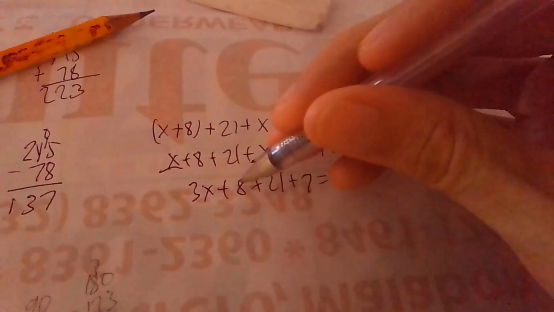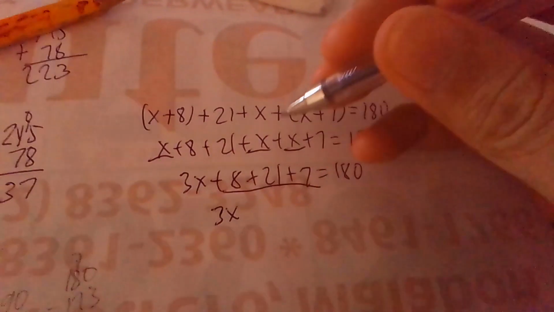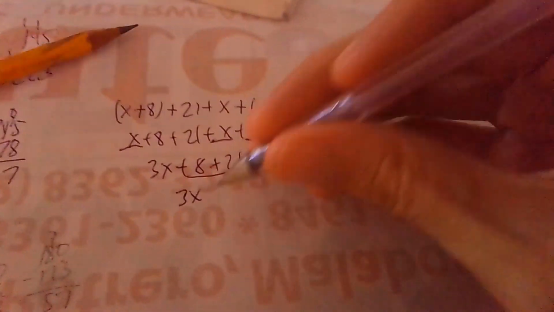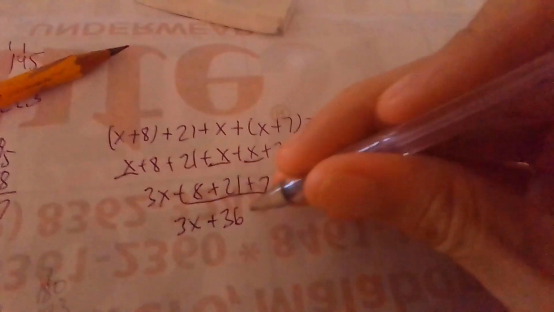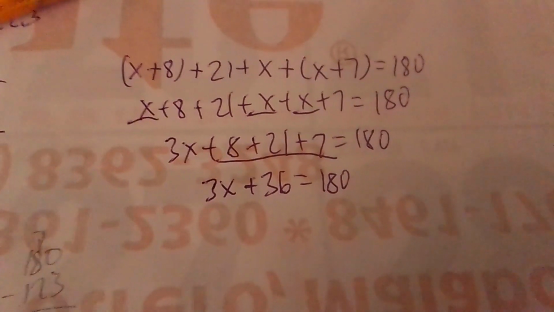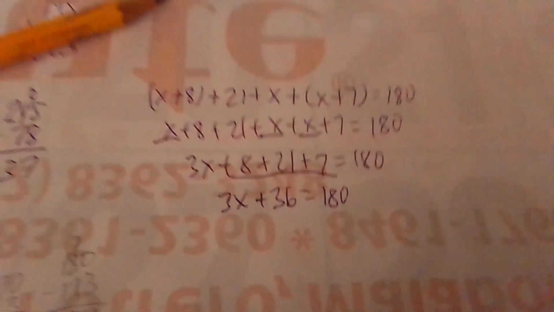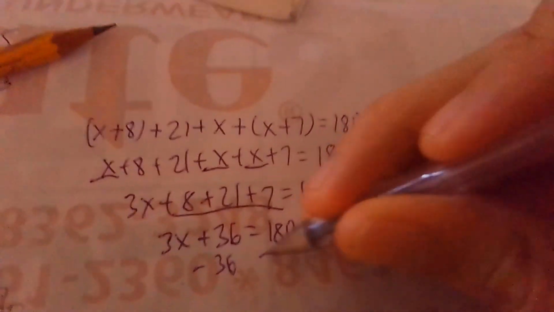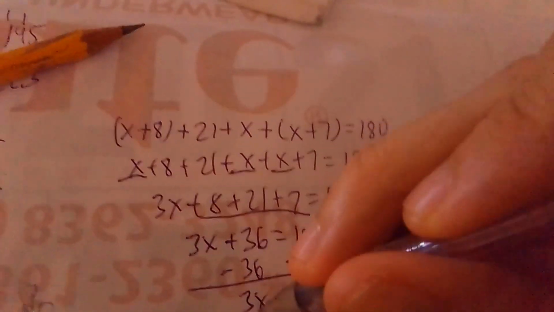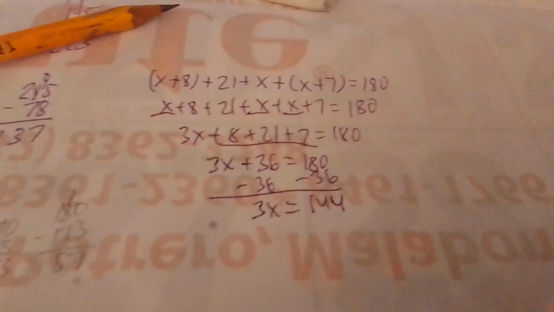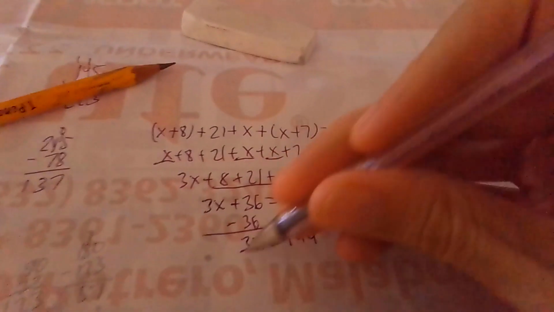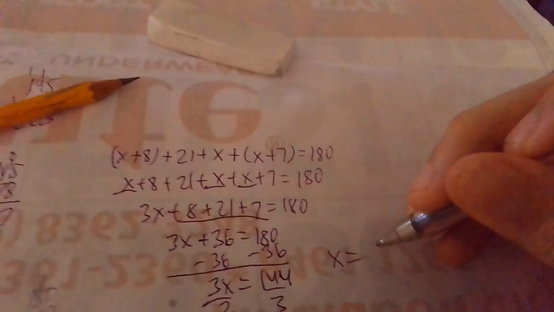Right? Combine like terms again with the numbers, so that we can simplify it. 8 plus 21 equals 29, plus 7 equals 36. Now, we're down to our literal two-step equation. 3x plus 36 equals 180. To do that, you're going to have to subtract both sides by 36. And you should come up with something like this. 144. And then 144 divided by 3. Divide both sides by 3 to get x all by itself.